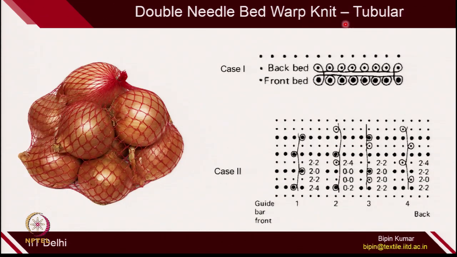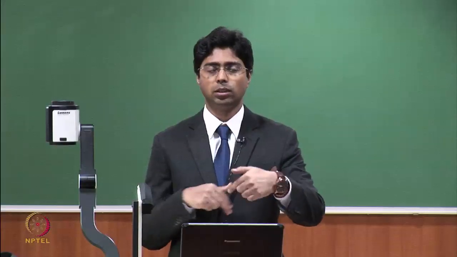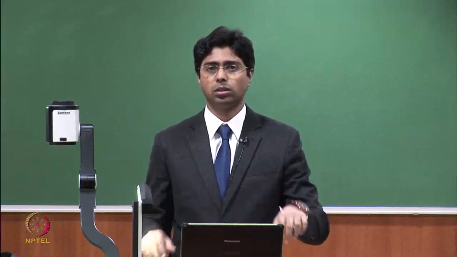The last one is the tubular fabric. So, this is the tubular fabric. Here also you need 2 beds. 2 fabric layers will be created on each of the beds, and from the ends there will be 2 guide bars which will be connecting just these 2 structures.